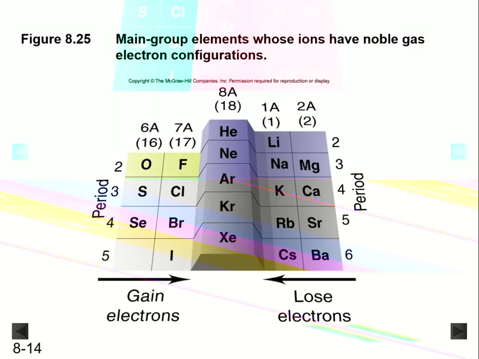And this is very similar to a slide that we saw earlier this semester, showing our periodic table and how elements on either side of the main group, in the p block or the s block, will tend to gain or lose electrons to be like the nearest noble gas.